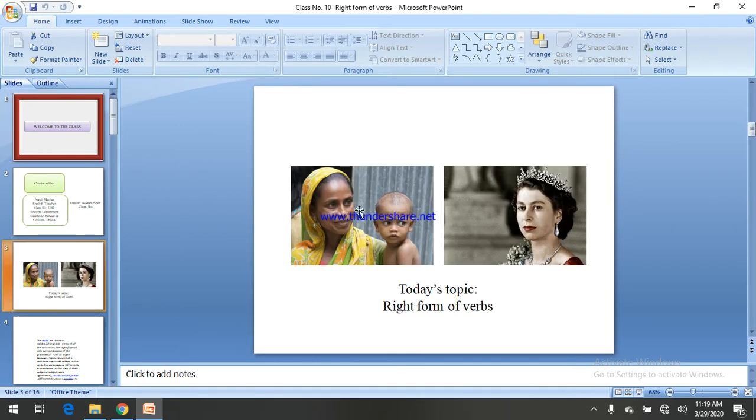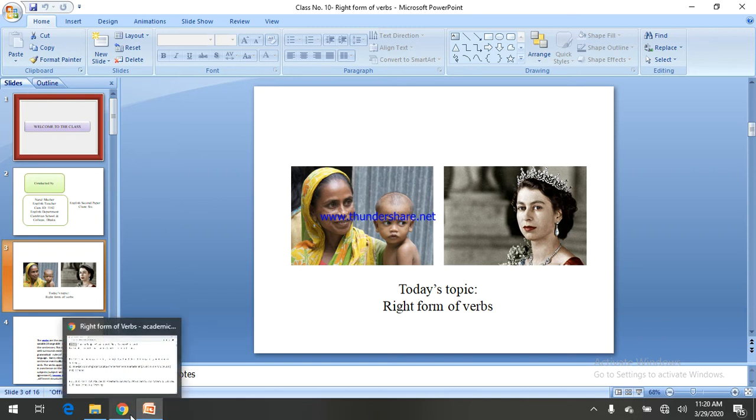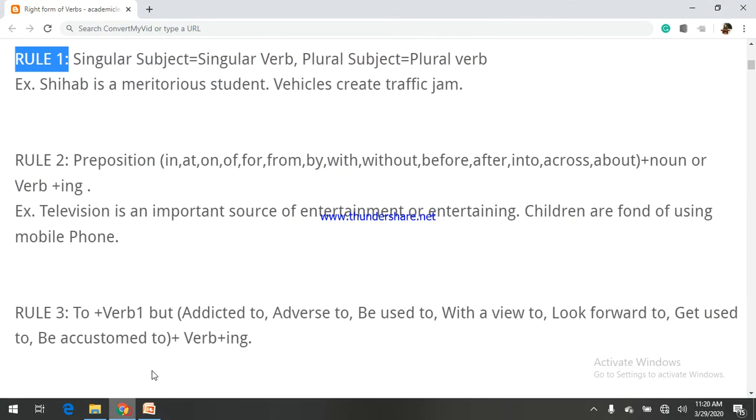Our today's topic is right form of verbs. Let's start our today's discussion on right form of verbs. Okay, in our today's topic or lecture, I will try my best to complete A to Z of right form of verbs. So you have to pay your attention here.